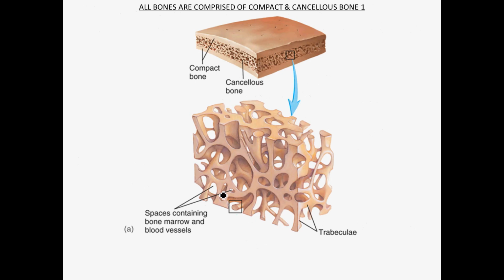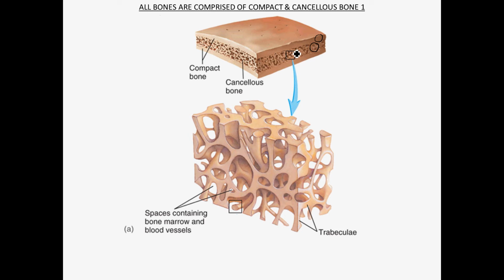Here is a flat bone, but all bones are comprised of compact and cancellous bone. I want to call your attention to the fact that when you look at a bone diagram or a model, you want to be looking for this compact bone as well as the cancellous bone, and where it's located is going to be a little bit different in each one.